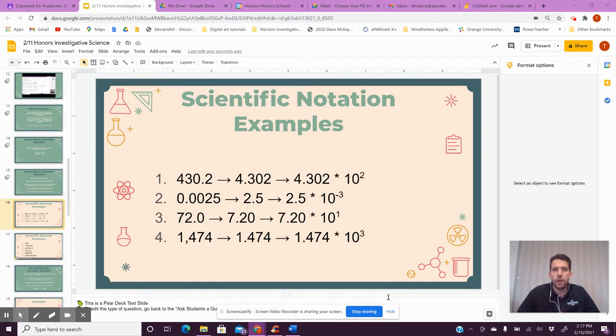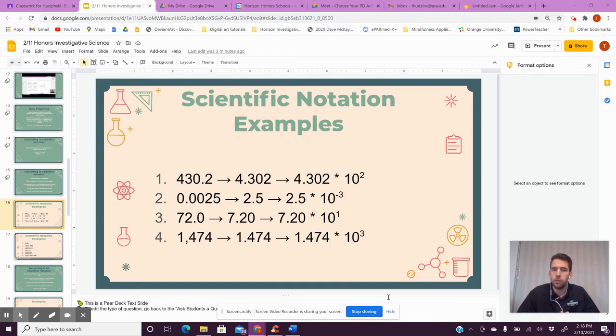Number two, I have 0.0025. I'm going to move the decimal point to get a number in between 1 and 10. So I need to move it 3 times to the right to get 2.5. I moved it 3 times, and I moved it to the right. So it's going to be 10 to the third, and that 3 is going to be negative because I moved it to the right. Right means negative. So my answer is 2.5 times 10 to the negative third.